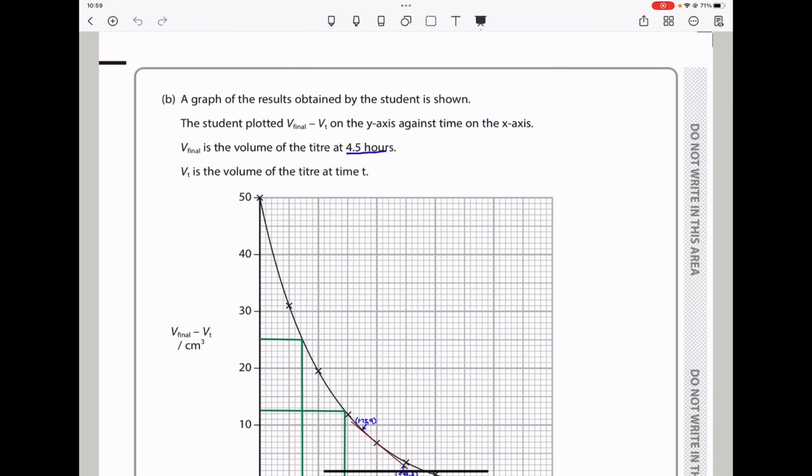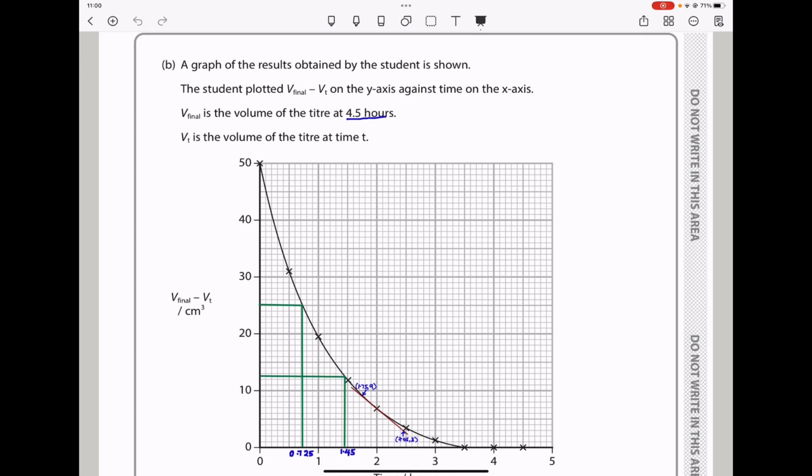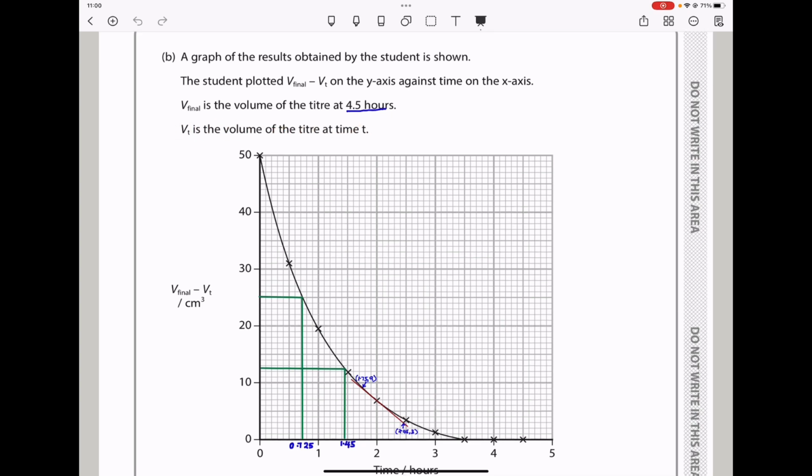Moving on. So here they say the graph of the results obtained by the student is shown. So the student plotted the V final minus VT on the y-axis against time on the x-axis. This is going to be a change in volume. And then the V final is the volume of the titer at 4.5 hours. The VT is the volume of the titer at time is equal to T.